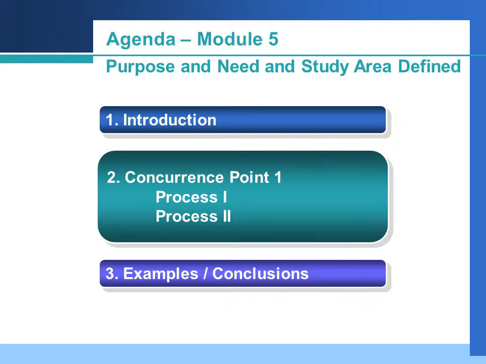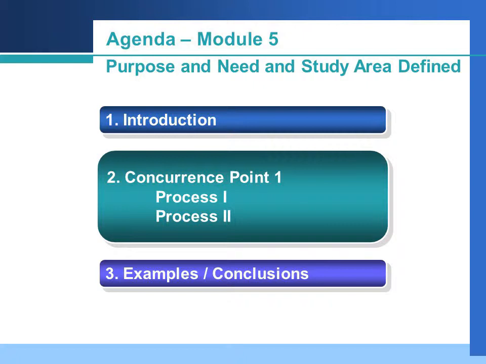We will start with an introduction to CP1, which is composed of two separate elements: 1. Purpose of and need for the proposed action, and 2. Defining the study area. We will touch on why these two elements are important and how they initiate a proposed project. Then we will move on to discuss the specific steps building up to the CP1 meeting for processes 1 and 2, including information required to present to the project team at the meeting. Process 3 will be discussed in Module 10.